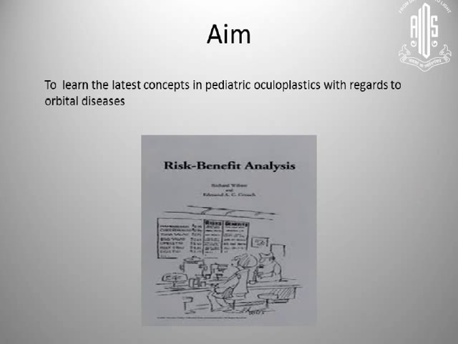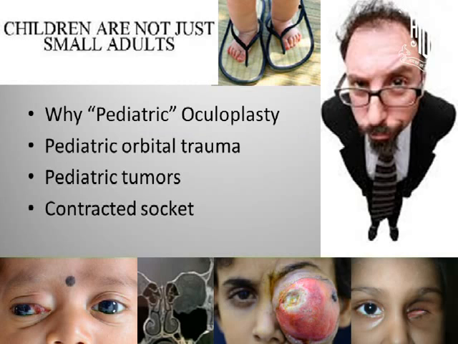The aim of this IC is to just learn the latest concepts of pediatric oculoplastic with regards to orbital disease. Now, why pediatric oculoplasty we would want to emphasize is that children are not just small adults, and it is very critical that we understand the differences and the nuances which are there in pediatric oculoplasty. Also in this presentation, I will be talking about pediatric orbital trauma, pediatric tumors, and contracted socket.